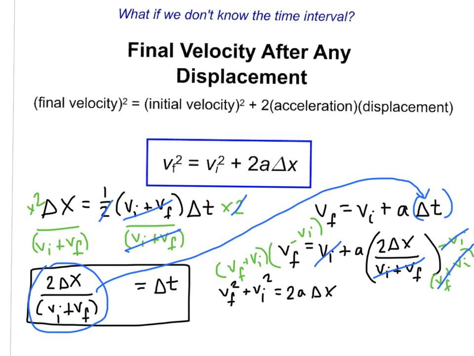I'm simply going to subtract the VI squared from both sides, and when I do this, I get this equation. Actually, I made a little mistake here. This should be minus VI squared, so I should add VI squared to both sides. I get this equation, which is the same as this. I just flipped these two terms around on the right side. And I get my final velocity squared equals initial velocity squared plus 2 times acceleration times the change in position.